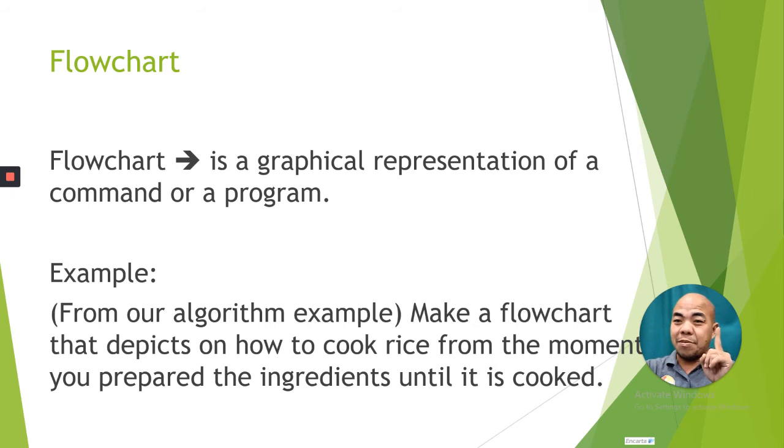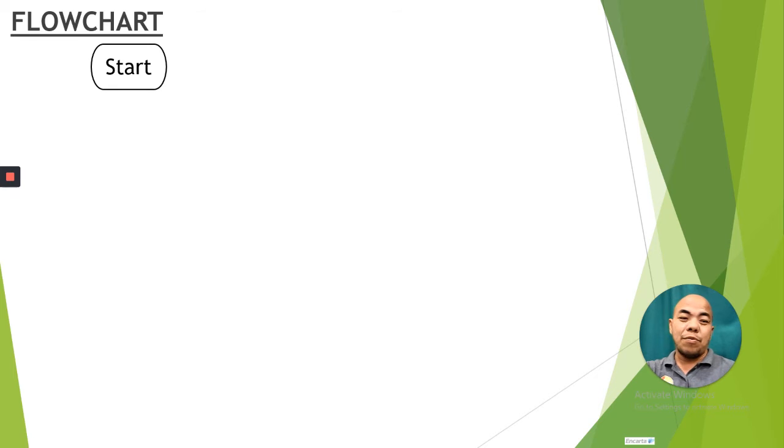So, for example, we're going to use the example we have in our algorithm. Make a flowchart. This time, instead of making an algorithm, we're going to make a flowchart that depicts how to cook rice from the moment you prepare the ingredients until it is cooked. Okay? So, once you're going to make a flowchart, we have to use some symbols. And we're going to discuss that one later.